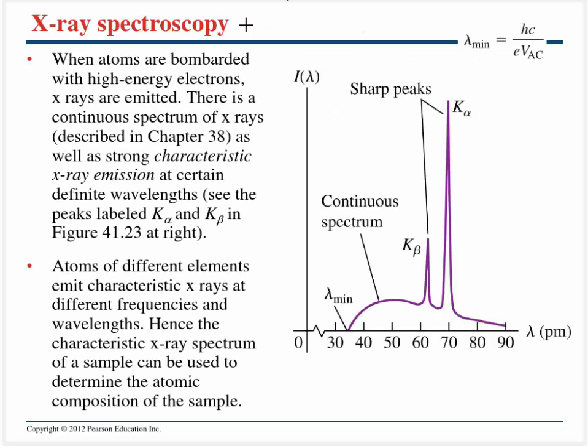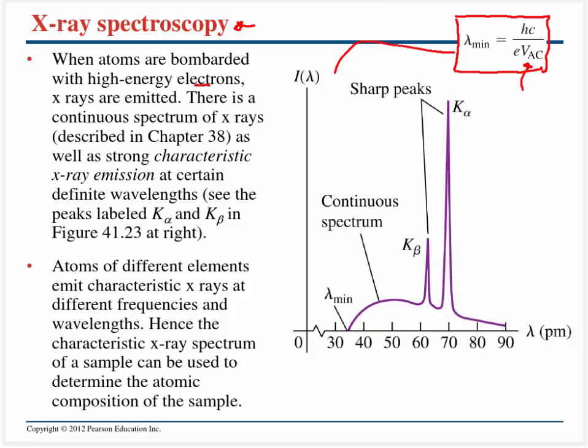So while we're talking about multi-electron atoms, let's talk a little bit about something more useful for something like forensics. Let's talk about X-ray spectroscopy. If you were to take any atom and bombard it with high energy electrons, then what can happen is you can emit X-rays, and keep in mind that there is always going to be some minimum wavelength with which you can emit, and that's related to the accelerating voltage of the X-ray tube.